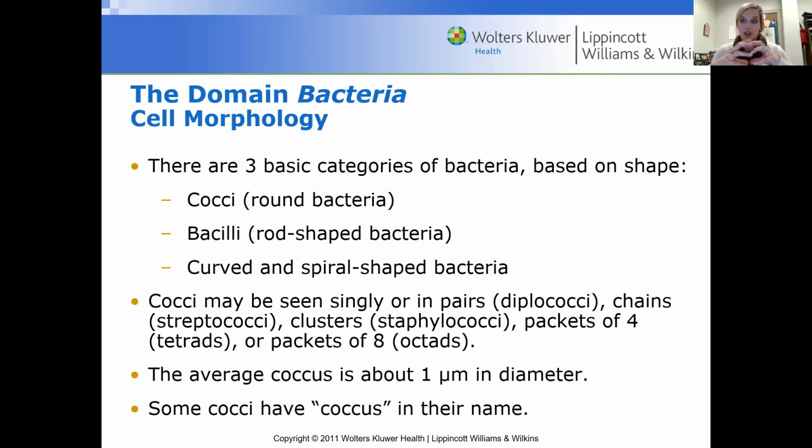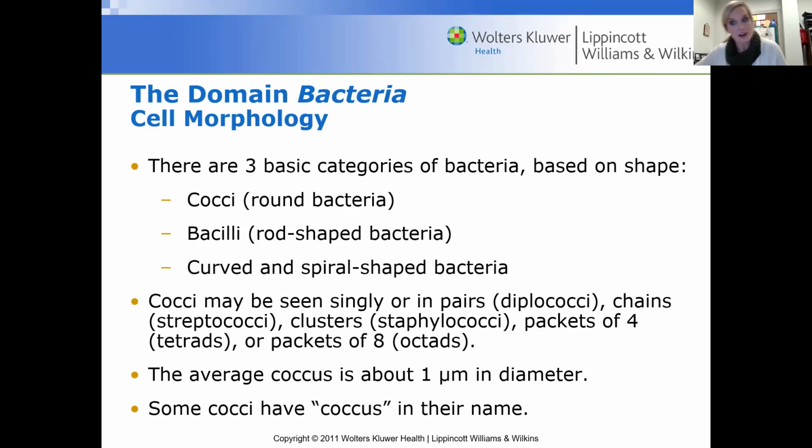If they appear in a cluster or a group, so not in a single file line, but all gathered together in a big cluster, that's where the prefix staph comes in. So staphylococci is a cluster. And then if they appear in packets of 4, we give it the term tetrad, or a packet of 8, we call it an octad. Remember, as we talked about when we were talking about microscopes, the average coccus is about 1 micrometer in diameter. So that's how big that is, not very big at all.